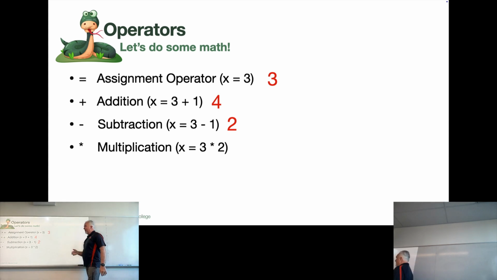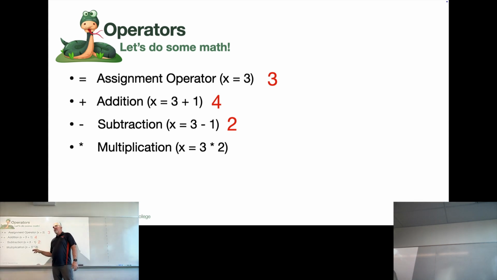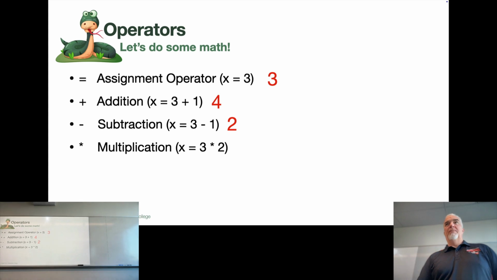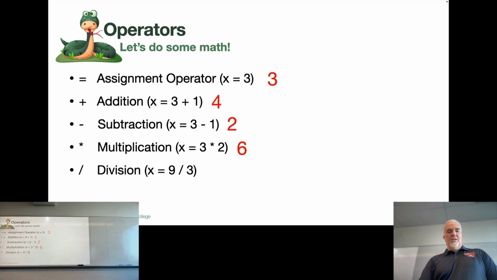You may or may not be aware of this, but the asterisk is used for multiplication in virtually all programming languages. The reason is that the other things that we've used in the past to represent multiplication, like a dot or the letter X, are obviously taken for other things. So the asterisk is what we use. So x is equal to what in this expression? 6. Okay, now we have division.